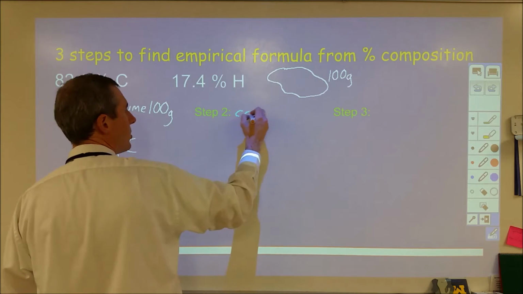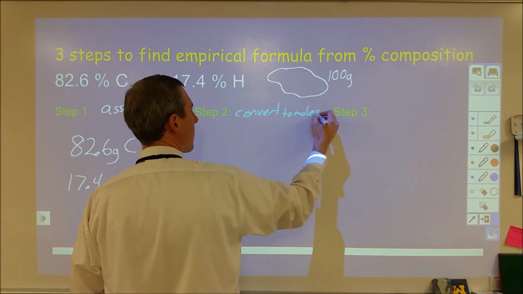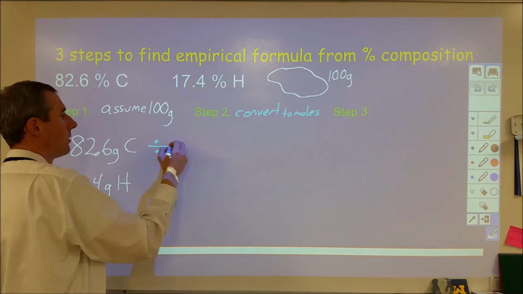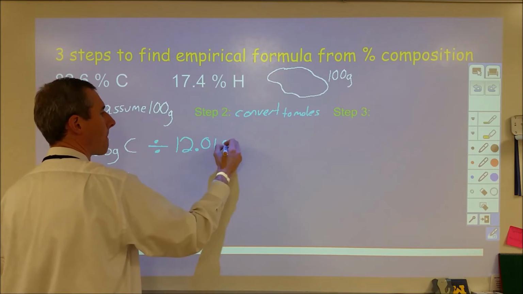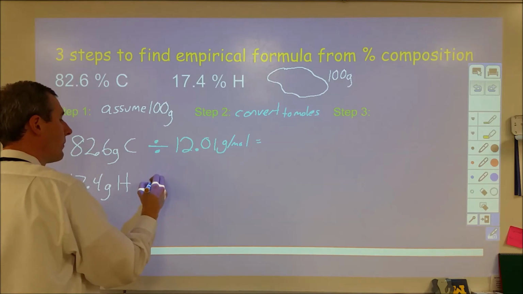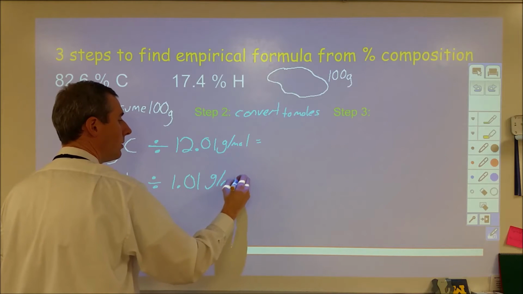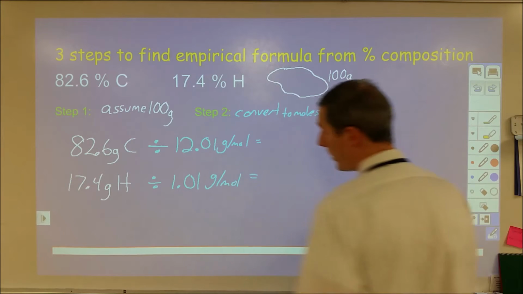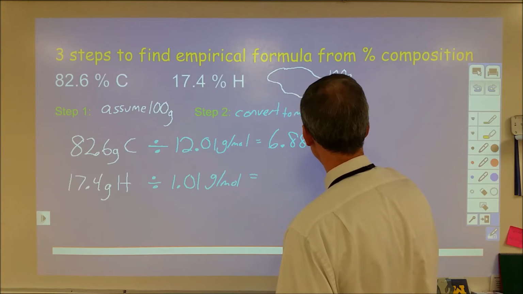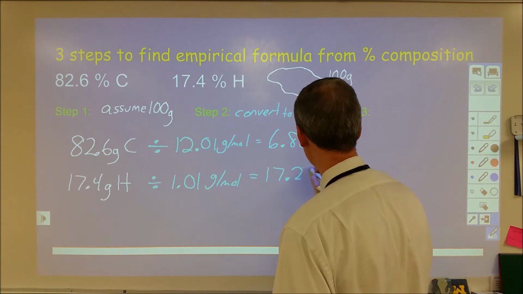Second step is you're then going to convert those grams to moles. So we're going to take the 82.6 grams of carbon, we're going to divide by the molar mass of carbon, 12.01. And we're going to do the same thing with hydrogen, we're going to divide by its molar mass, 1.01. So just taking those numbers right off the periodic table. So 82.6 divided by 12.01 comes out to be 6.88 moles of carbon. And for hydrogen, this comes out to be 17.23 moles.